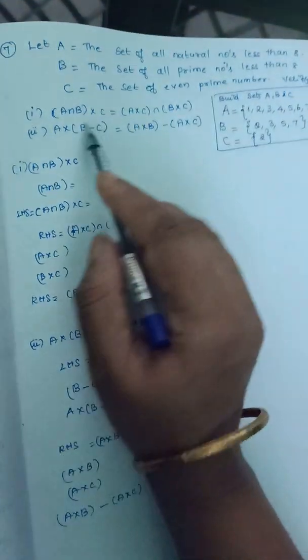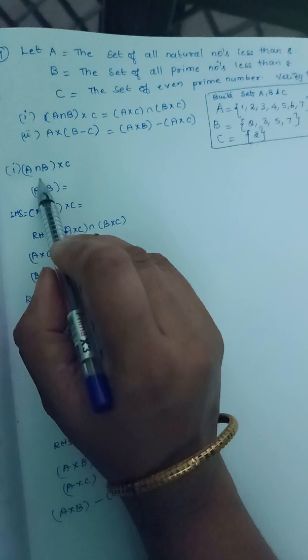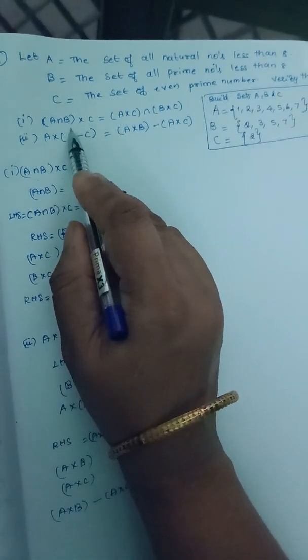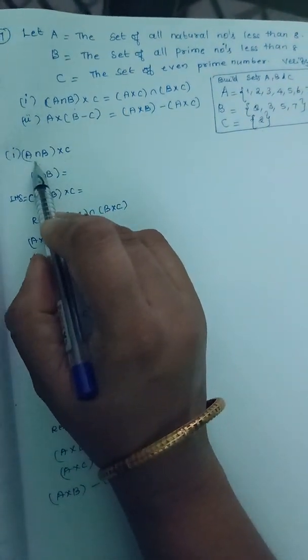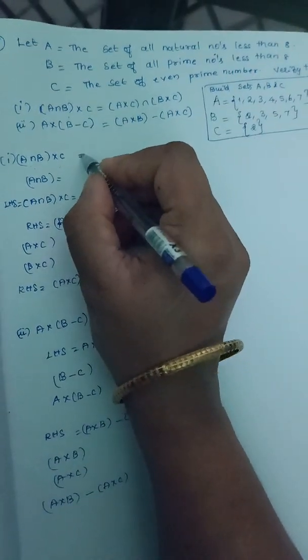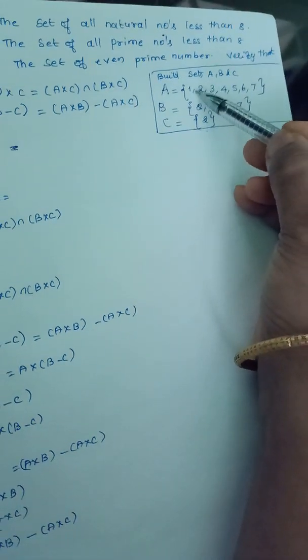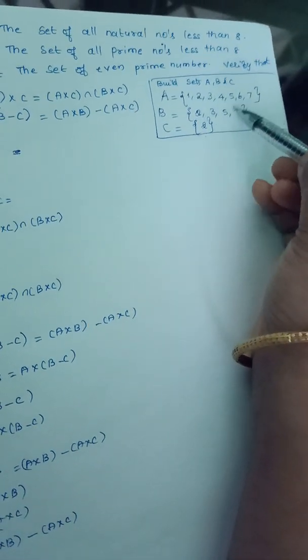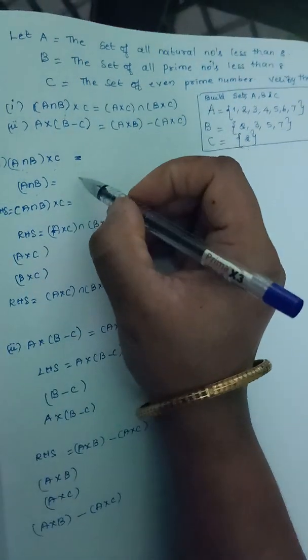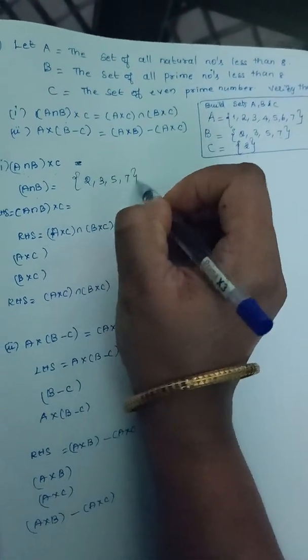Now we can come to the question, to prove LHS equal to RHS. The first one is A intersection B cross C. I am taking the left hand side first. LHS: A intersection B cross C. So what is A intersection B? First we need to find A intersection B, the common elements between A and B. 2 is common, 3 is common, 5 is common, 7 is common. So 2, 3, 5, 7.